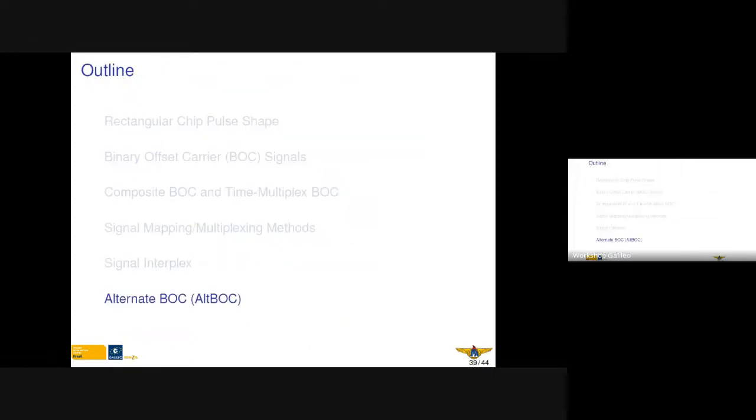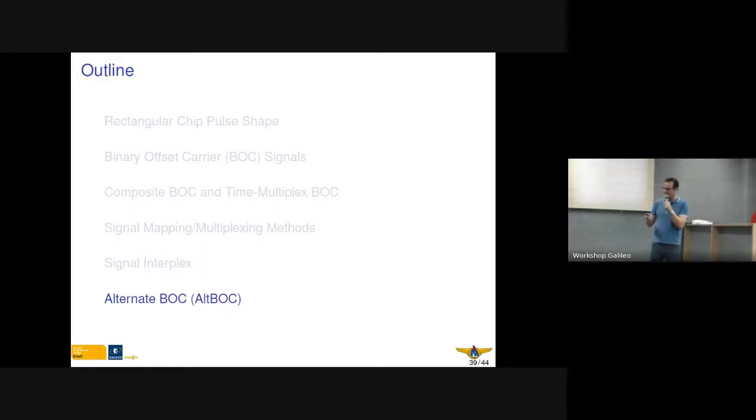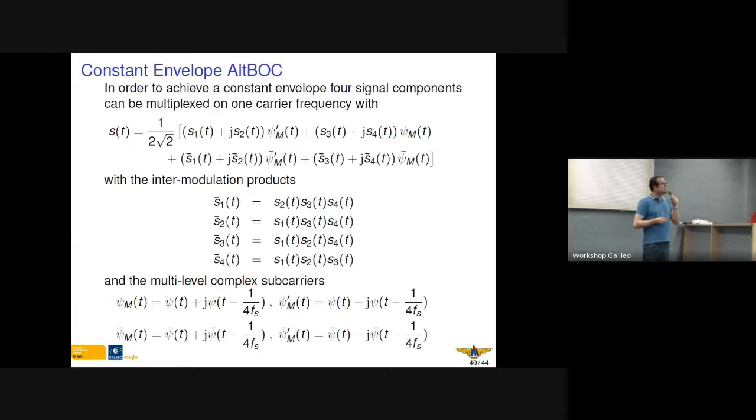And then finally I want to discuss the alternate BOC interplexing, because it's implemented on the Galileo E5 carrier, which is equivalent to, or close to, the GPS L5 carrier. The E5a signal of the E5 carrier is equivalent to the L5 carrier. Let's have a look into this.